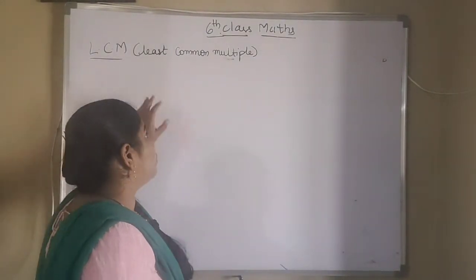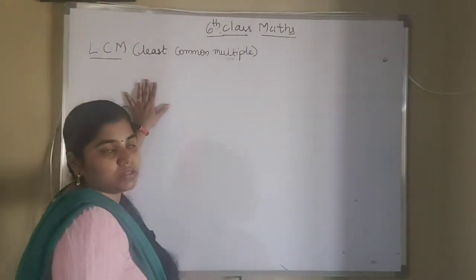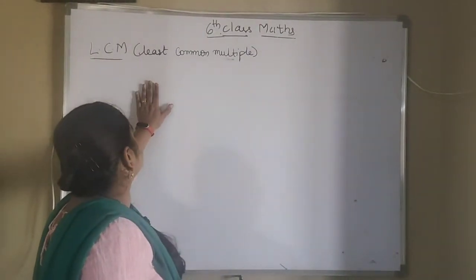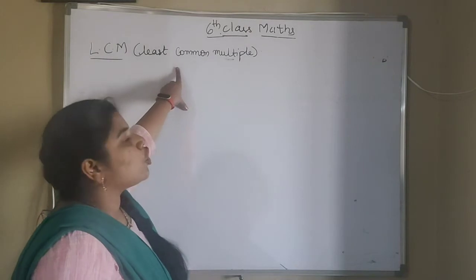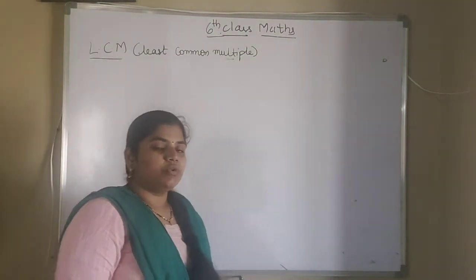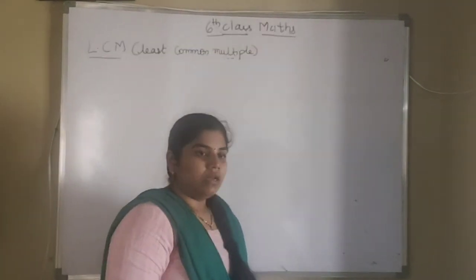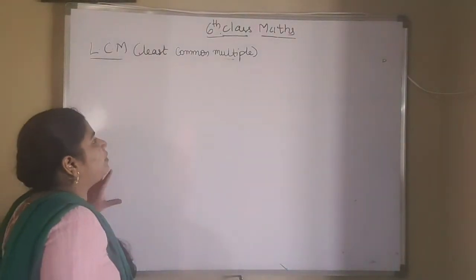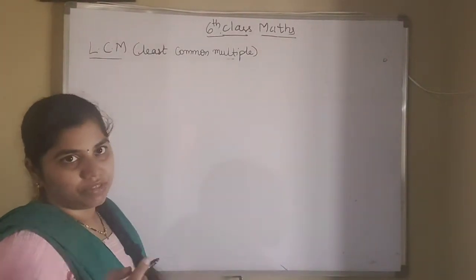Now in this class we are going to learn about LCM. So what is called LCM? LCM is nothing but least common multiple. So what do you mean by LCM? Least common multiple. For finding the least common multiple, we have three methods.